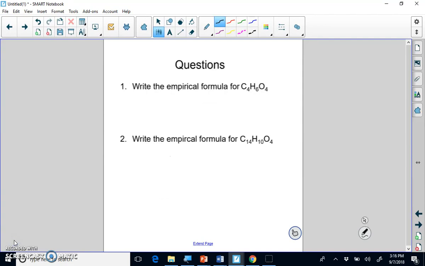So these questions here are asking us to write an empirical formula from the formula given. And these are actually molecular formulas. From them we're going to write empirical formulas by simplifying the subscripts. If we look at the subscripts here, they are 4, 6, and 4.